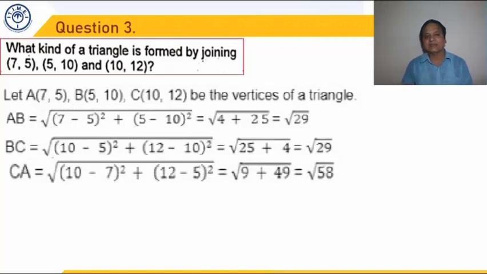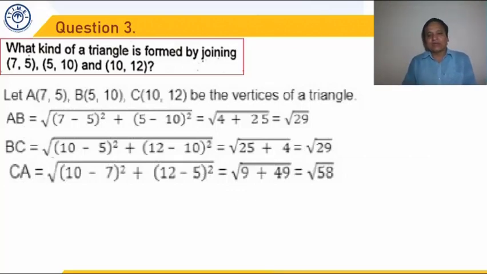Let's find the third side also. CA, the distance between C and A. C coordinates are 10, 12 and A coordinates are 7, 5. So (10 minus 7) whole square plus (12 minus 5) whole square. 10 minus 7 is 3. 3 square is 9. 12 minus 5 is 7. 7 square is 49. 49 plus 9 is 58 in square root. So it comes out to be CA is equal to square root of 58.